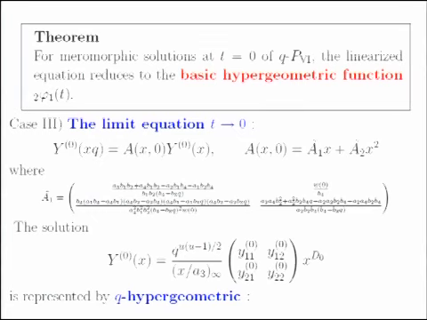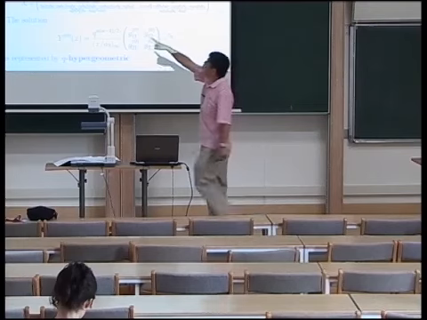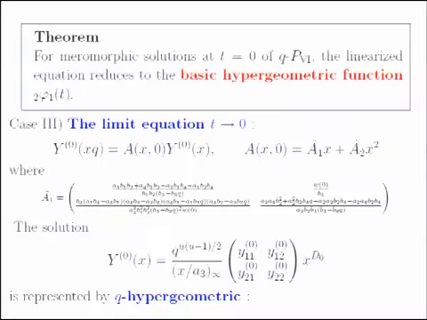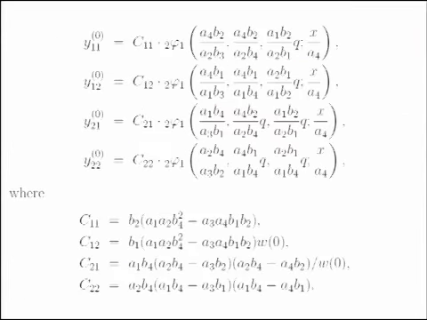Then for meromorphic solutions at t equals 0 or t equals infinity of qP6, the linearized equation also reduces to the basic hypergeometric function, the same as for the continuous Painlevé 6. If we take the limit equation, case 3 is a very simple case, we take the limit t equals 0. Then A goes to some quadratic, a linear equation. Then the equation for y0, x0 can be solved by basic hypergeometric equations, like this one.